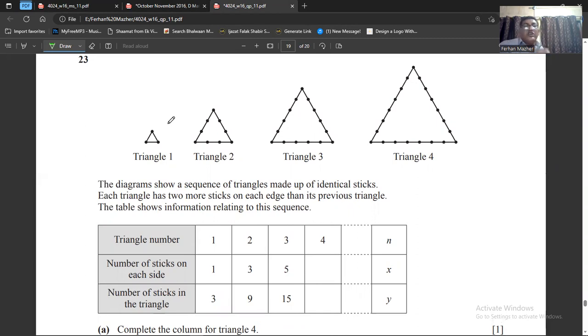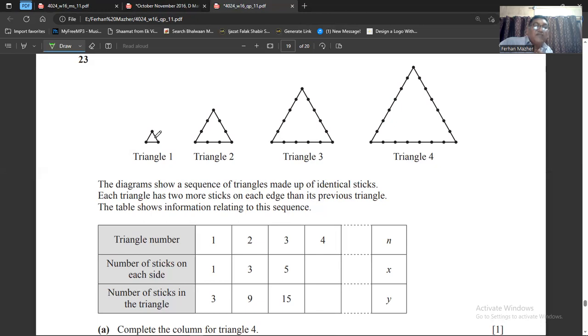The diagram shows a sequence of triangles made up of identical sticks. Each triangle has 2 more sticks on each edge than its previous triangle. The table shows information relating to this sequence. So triangle number 1, triangle number 2, triangle number 3, triangle number 4. Number of sticks on each side.